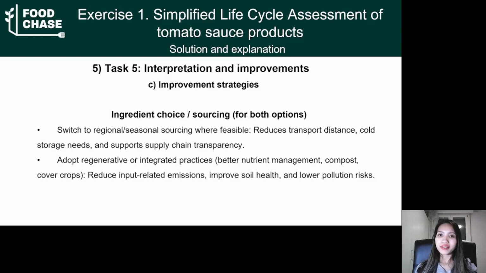For the improvement strategy, firstly, we consider the ingredient choice for both options. We can switch to regional or seasonal sourcing where feasible. It can reduce the transport distance and cold storage need, and support supply chain transparency. And also, we can adopt regenerative or integrated practices like better nutrient management, compost, and cover crops. In this way, we can reduce input-related emissions, improve soil health, and lower pollution risk.